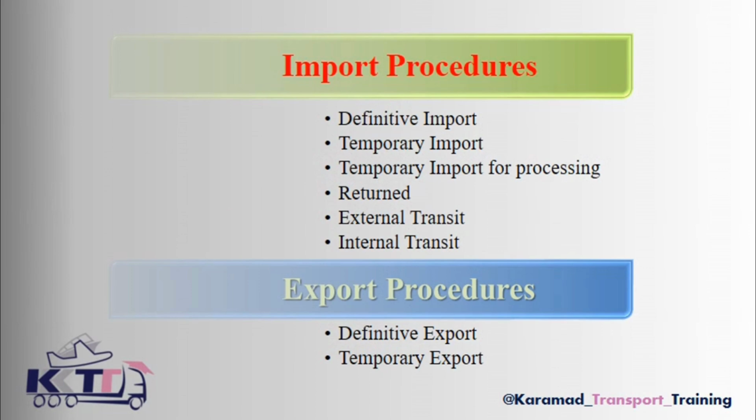In this slide, you can see the import and export procedures, each of which has its own subcategories. The import procedures themselves are divided into 6 categories. These include definitive import, temporary import for processing, return, external transit, and internal transit. And the export procedures themselves are divided into 2 categories, definitive export and temporary export.